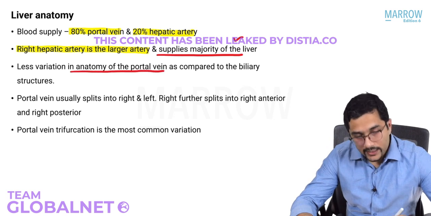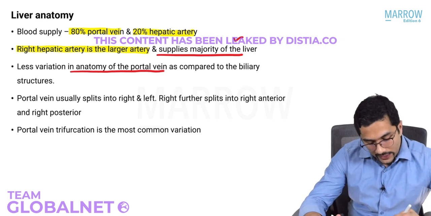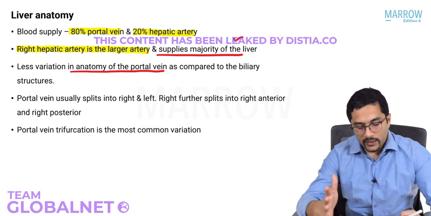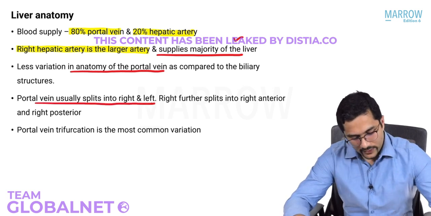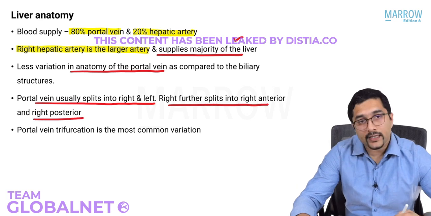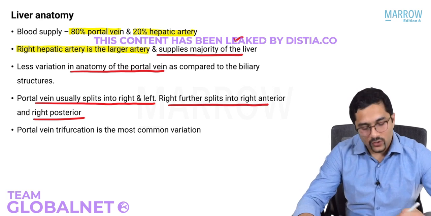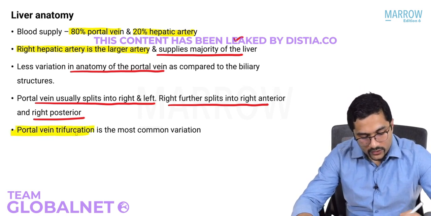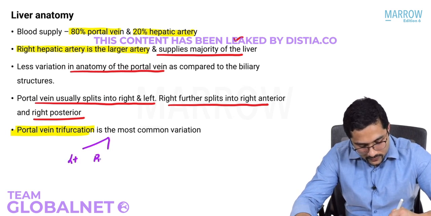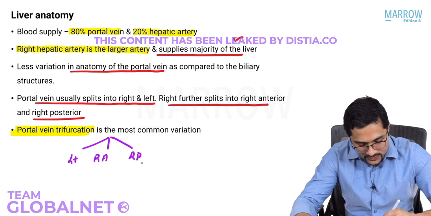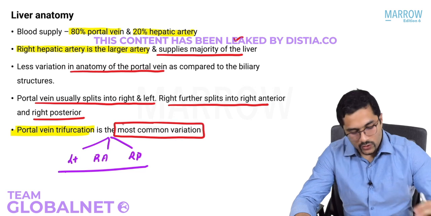This is another point which you should know about. There's less variation in anatomy of the portal vein as compared to the biliary structures. So the portal vein, normally what happens? It splits into right and left, right? And right further splits into right anterior and right posterior. But the most common variation in portal vein anatomy is called portal trifurcation. Portal trifurcation means that it splits directly into left, right anterior and right posterior. This is the most common variation in portal vein anatomy which you should know about.